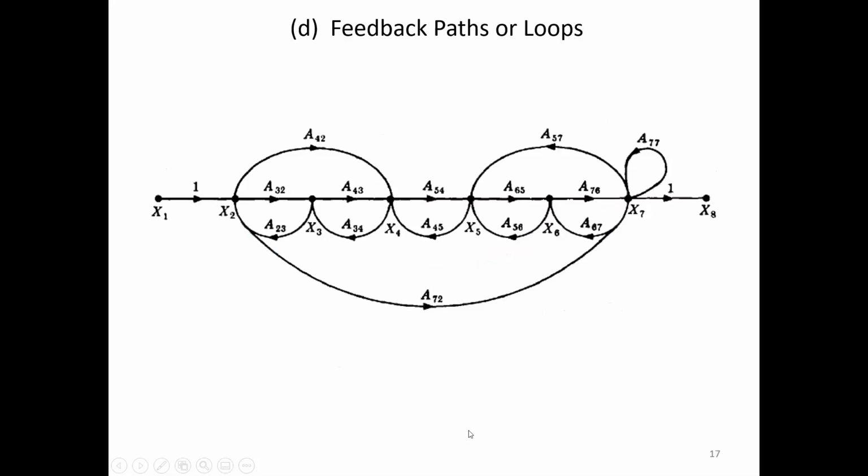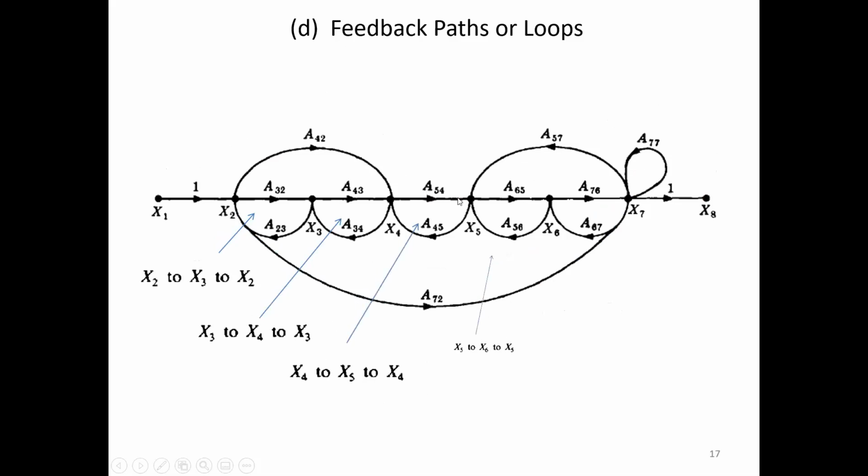Now how many loops are there? It is totally 10 loops. Okay, 10 loops we have. That is the first loop. This is the first loop, and this is the second loop, this is the third loop, and fourth one, fifth one, and this is the sixth one. Okay, so totally here we have identified 6 loops.